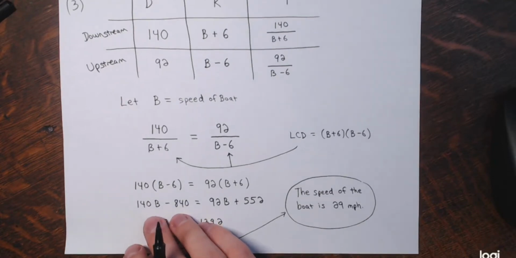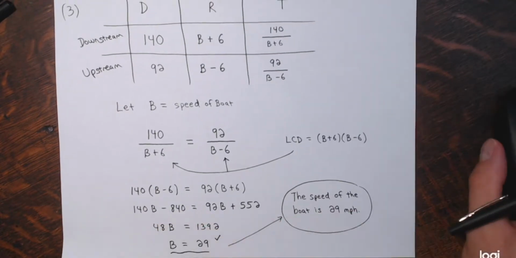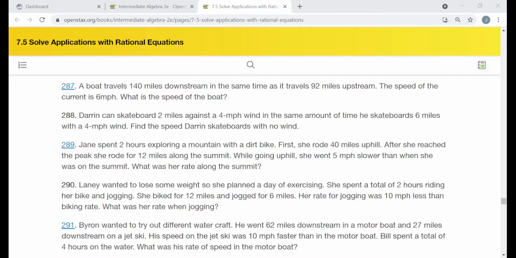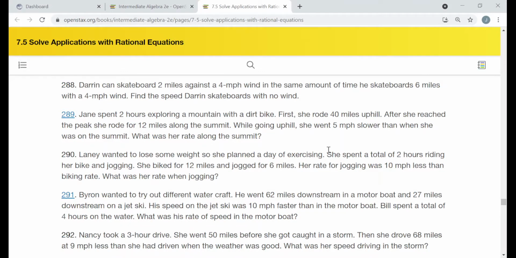So next example. You're gonna get bored of this stuff. Number 288. Very similar. This is one with wind again. So this is example 4. This is very similar to examples 1 and 2.